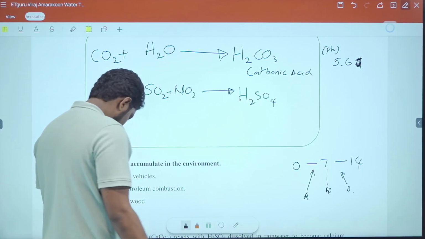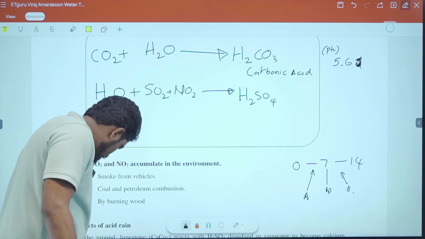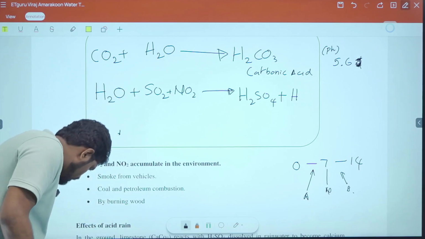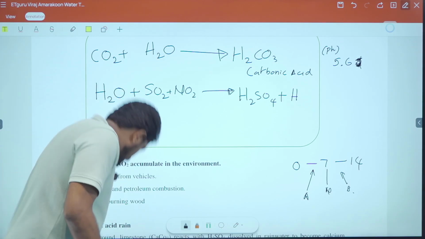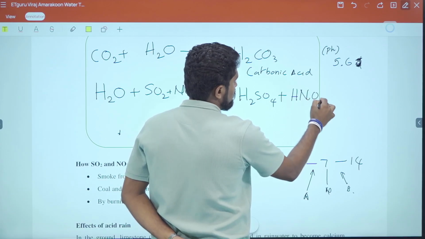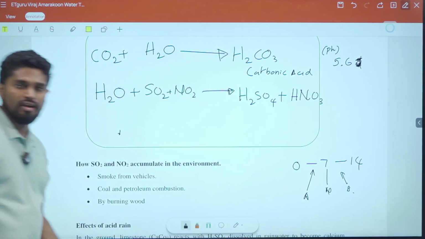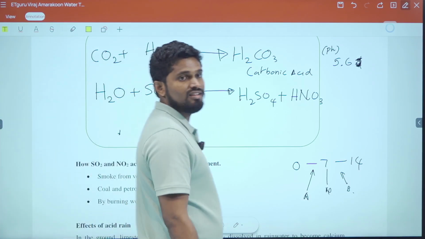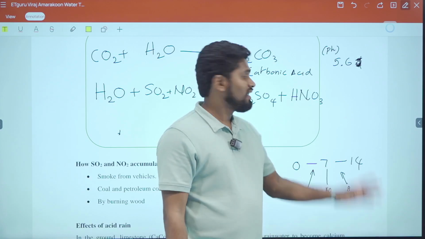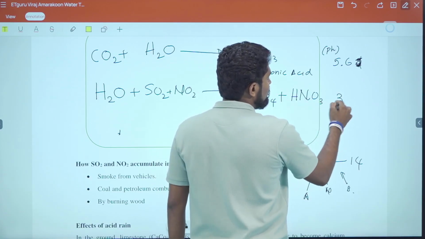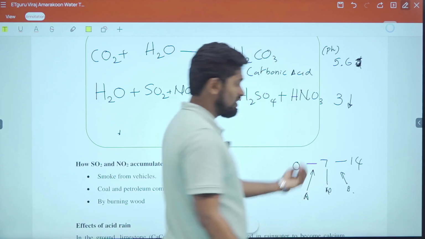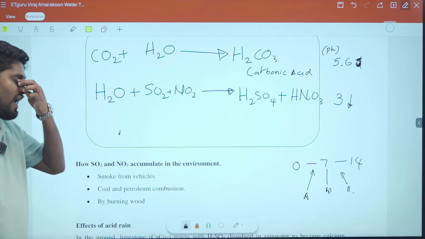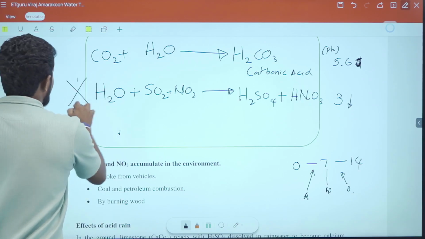And out of those reactions we get H2SO4, which we can call sulfuric acid, no? And there is another one, HNO3, which is nitric acid. Okay, the pH value of those acids is less than 3. Anything below 3 is a strong acid. That is a very acidic condition. Okay, and that's a problem, guys. This is where the trouble is.